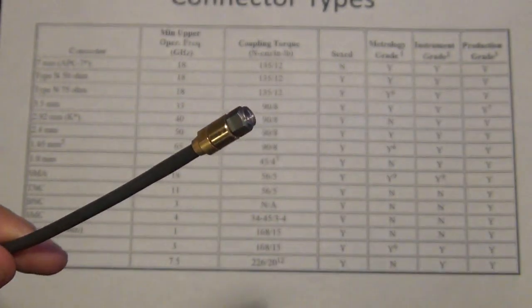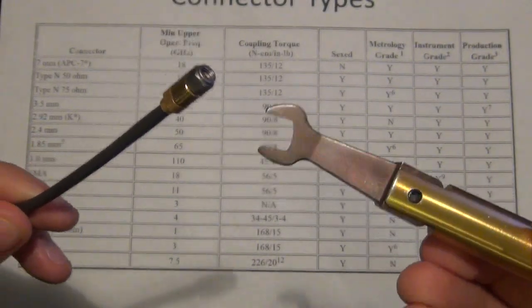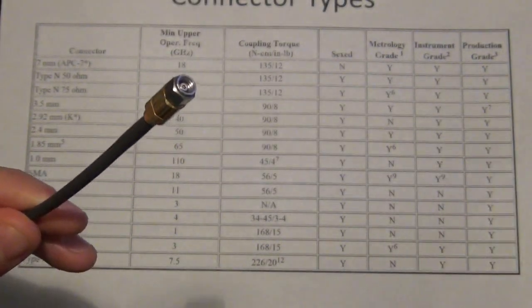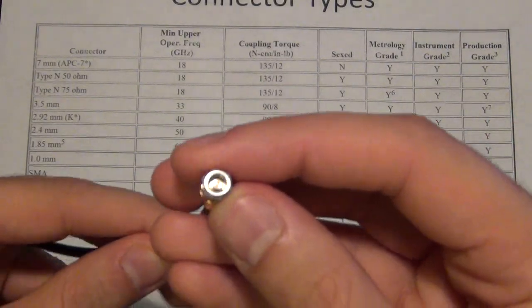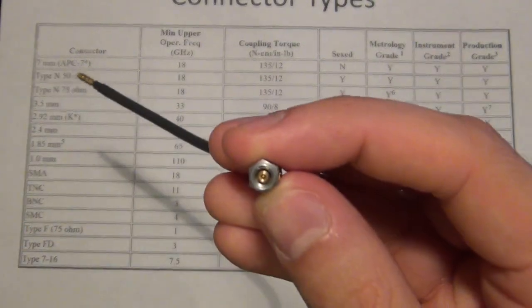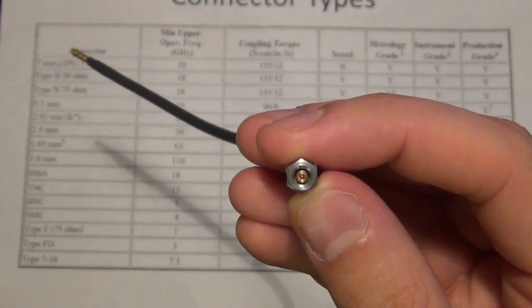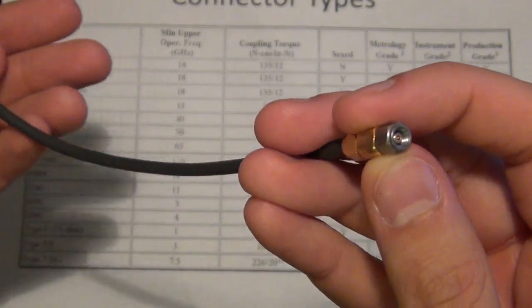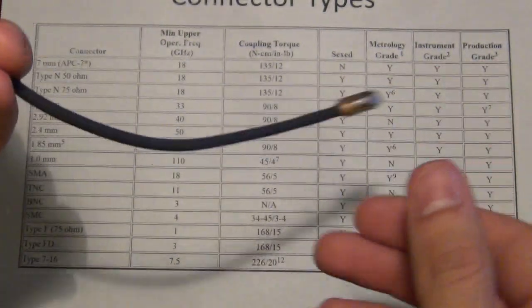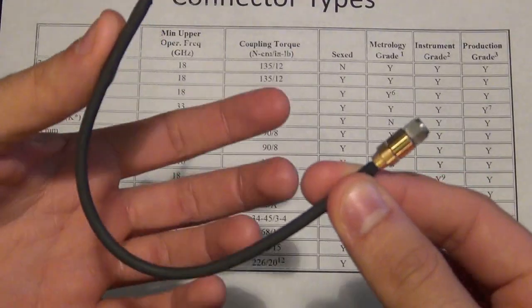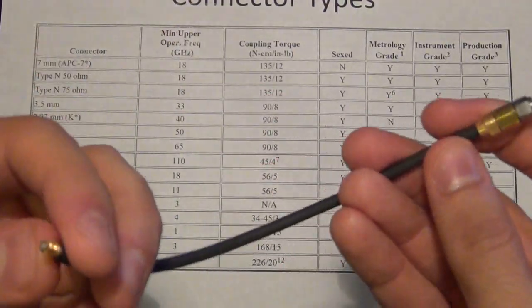It doesn't use the same torque wrench as this one, because it has a different size actually. So you have to have the proper torque wrench for a 1 millimeter connector. Even that torque wrench itself is $500 or so. That's how expensive these things are. And this cable was made by Agilent. At a time, something like this would have cost a few $1,000s easily.